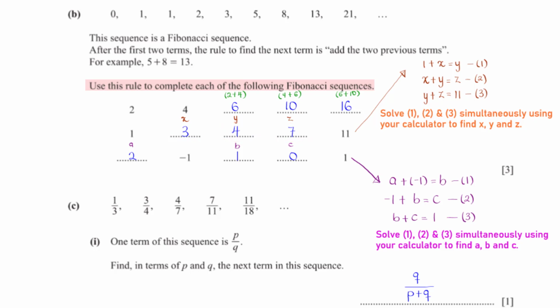For the third row, we only have the second of the first 2 terms and the term at the end. Let's represent the blank spaces with a, b, and c. So this means that a plus -1 is b. This is the same as a minus 1 equals b. Then we have -1 plus b equals c. b plus c is 1. We can solve these equations using the calculator, and we get a equals 2, b equals 1 and c equals 0.